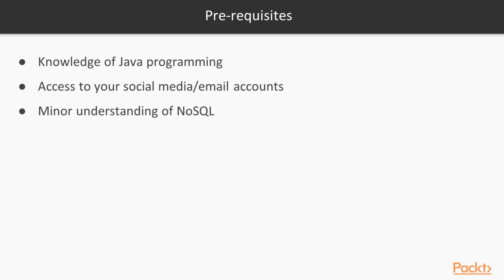The prerequisites of this are a knowledge of Java programming, the basic syntax, how to compile programs, how to execute programs, because part of what we'll do is to access the Facebook social graph APIs. You're going to want access to your own social media or Facebook account, as well as access to your own email account. In this case, you can use Gmail or any other provider. And you're also going to want a minor understanding of NoSQL, which is probably a little less important because we're going to be focusing on the graph analysis syntax as well.